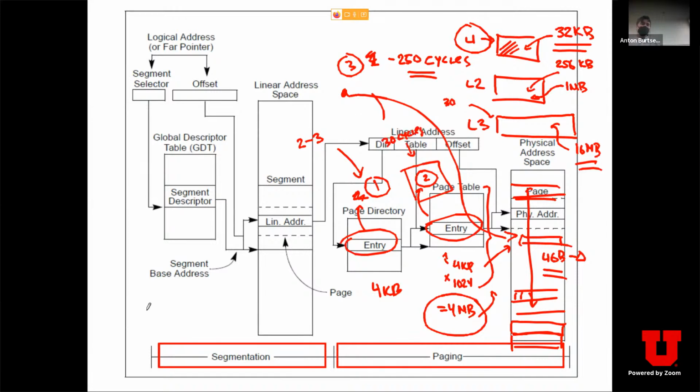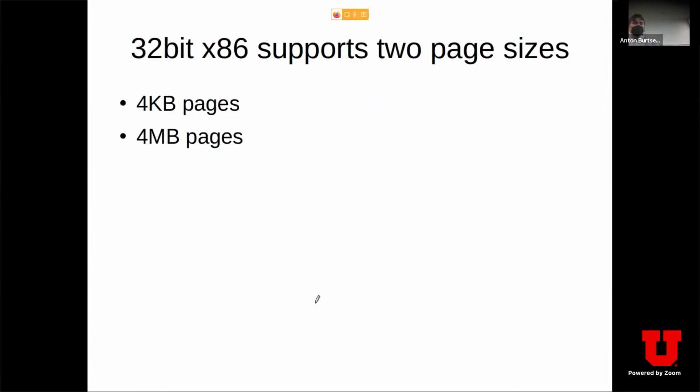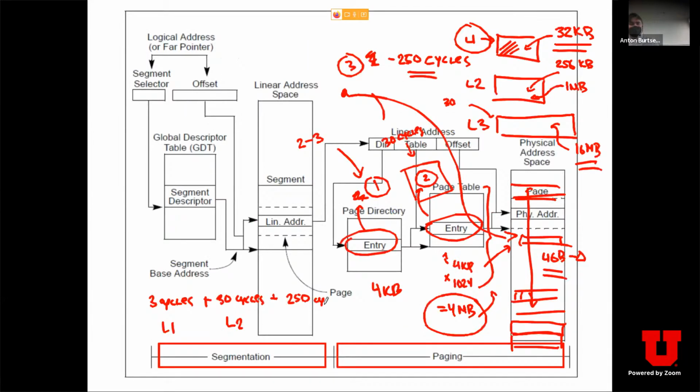So the total time to access is like 3 cycles for the first level cache for the directory, plus maybe 30 cycles. This number is growing as well for the level 2 of the page table, and then truly 250 cycles for the memory access itself. And it depends. If you're unlucky and your last level cache is less than 4 megabytes, then this time immediately goes to 250 cycles as well. It's just that on modern machines, it's still 250 cycles.